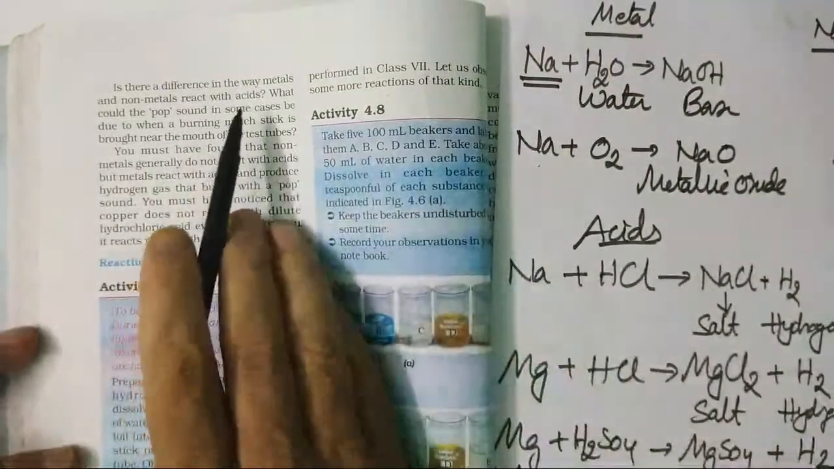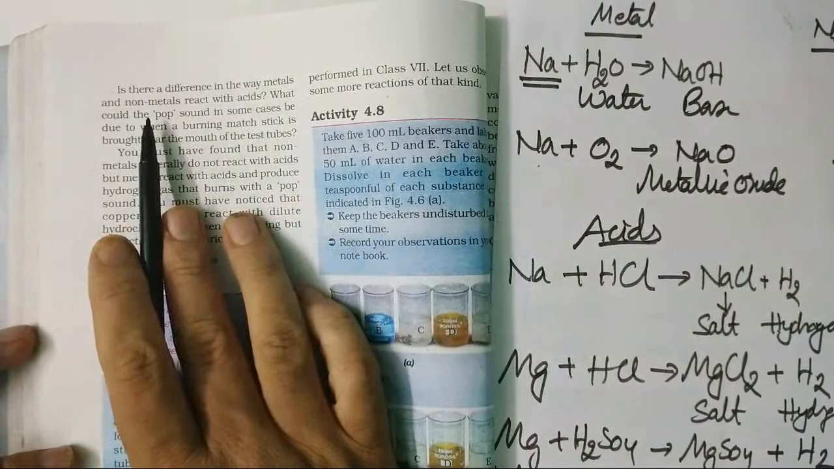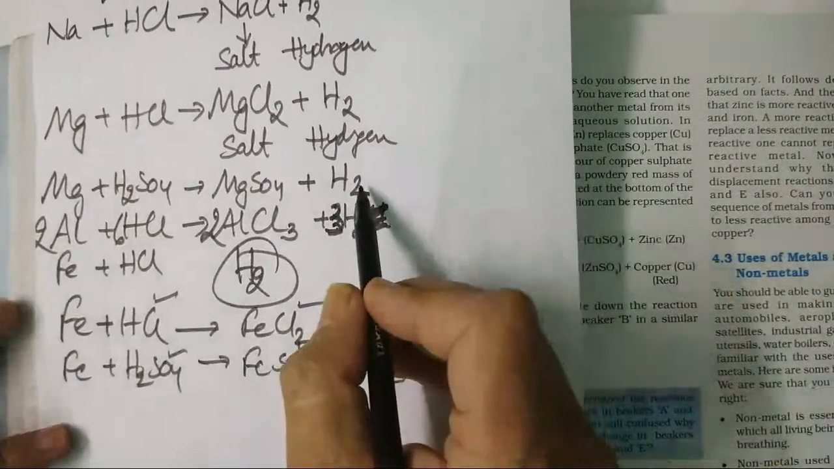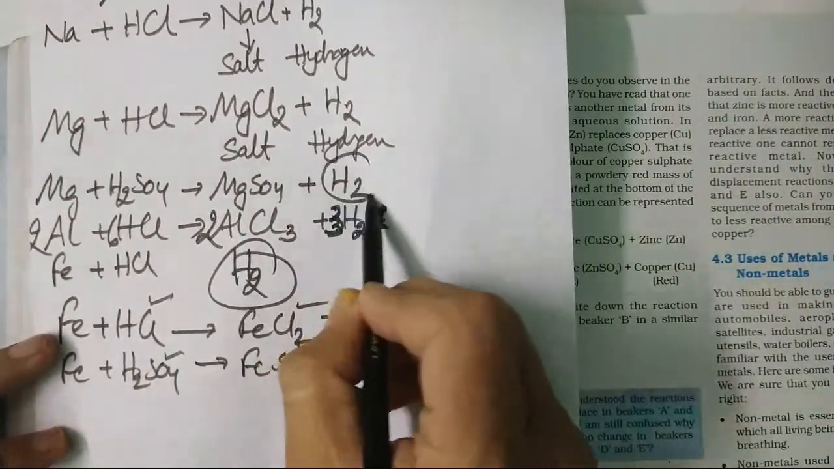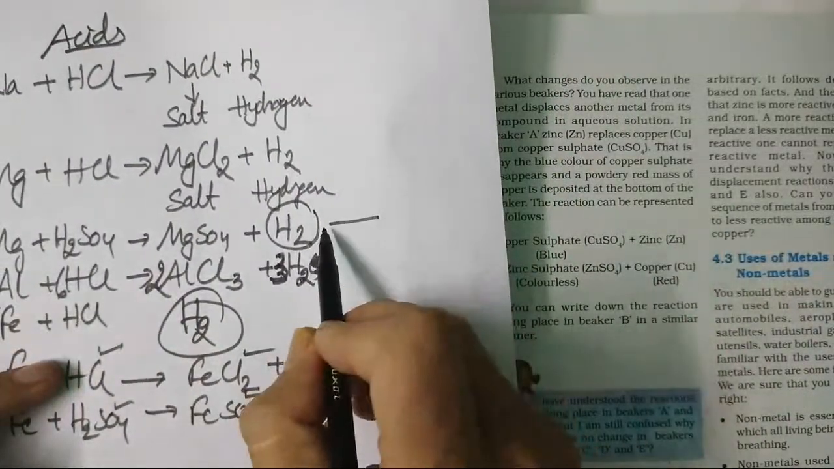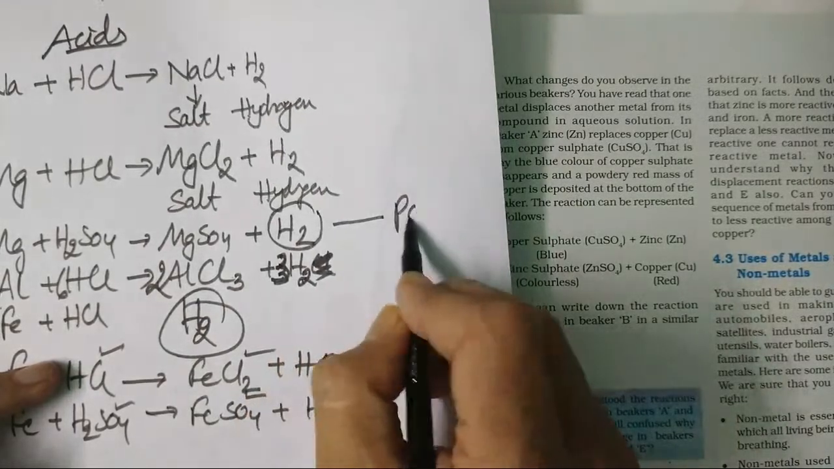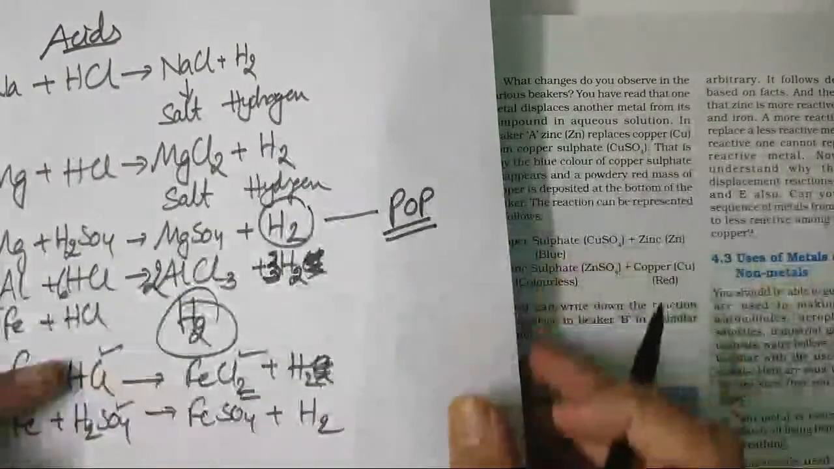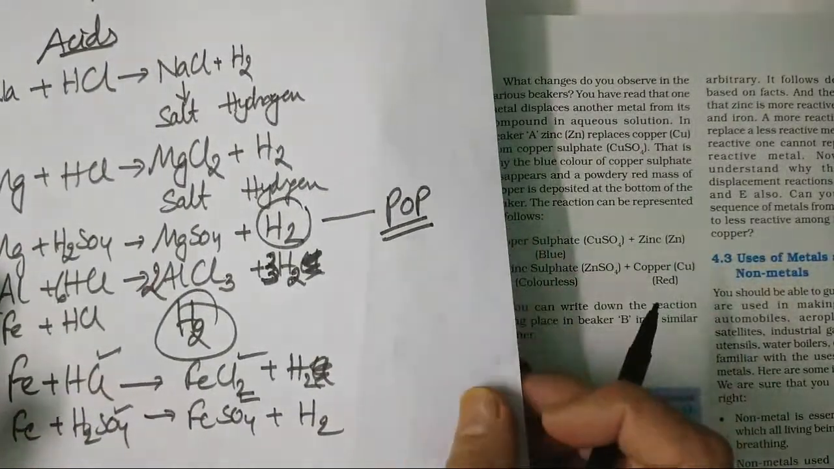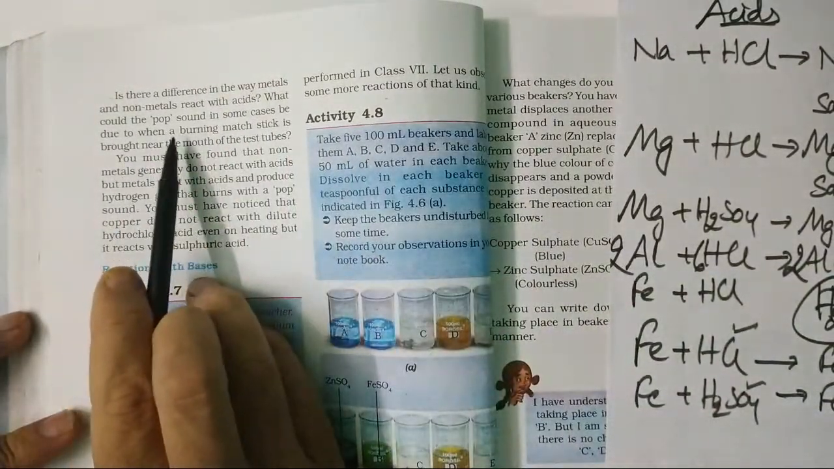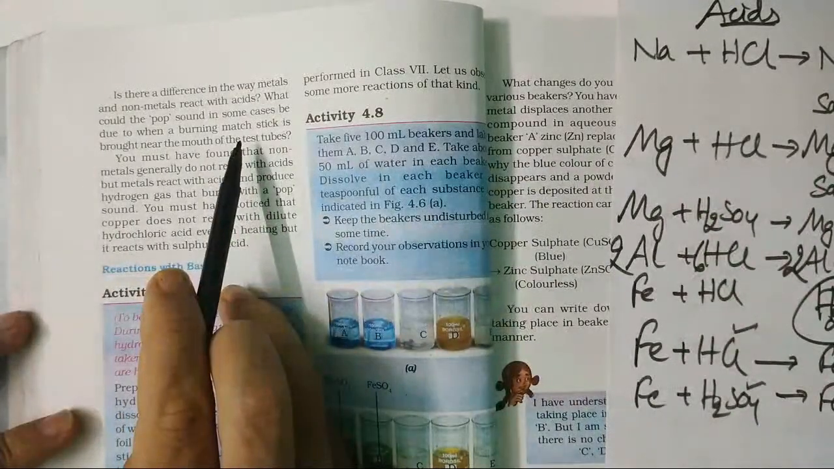Is there a difference in the way metals and non-metals react? What could be the pop sound in some cases? We read that metals form hydrogen gas. How will you know that hydrogen gas has been formed? We bring a burning matchstick near the gas and it will burn with a pop sound. It will produce a sound of a small explosion. That is the test of hydrogen gas. So this is written here. The pop sound is because of the burning of hydrogen.